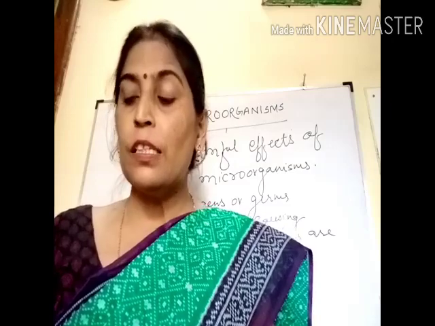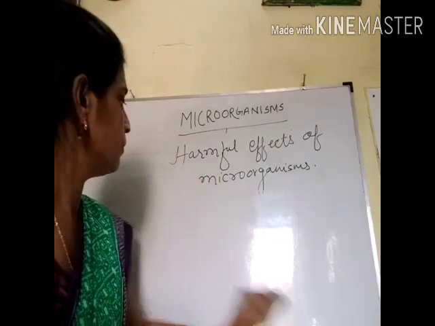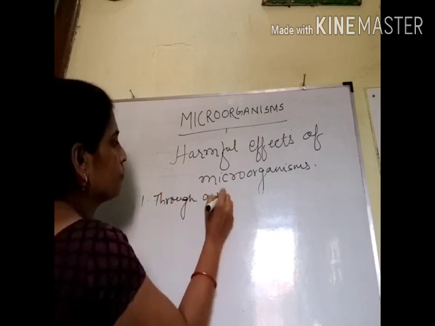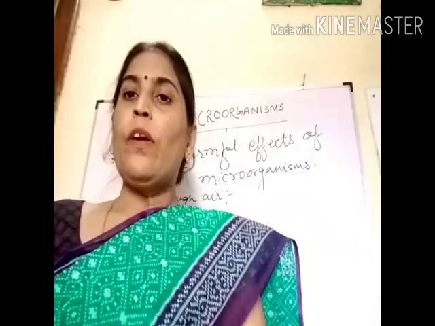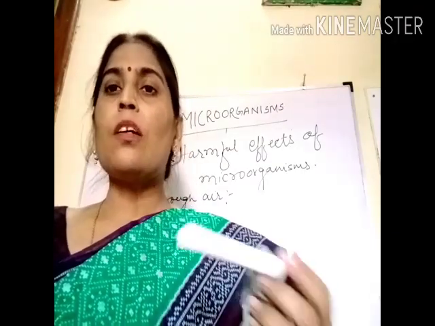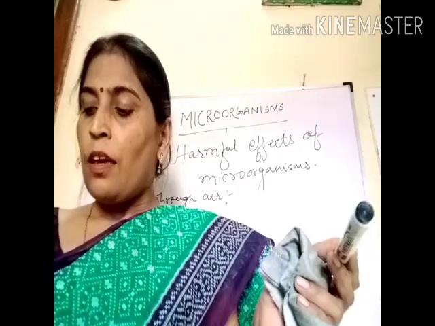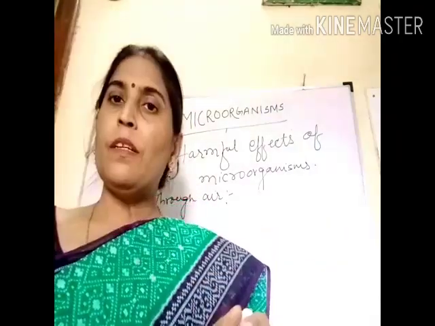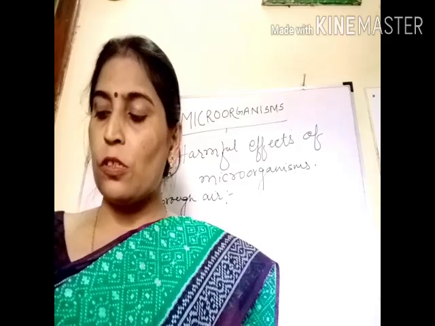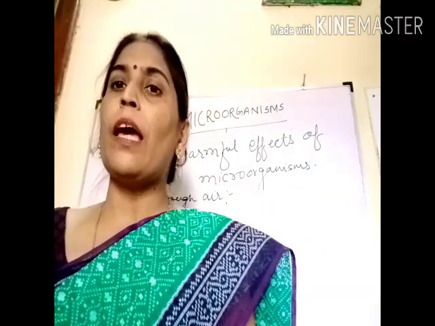And what are the ways through which they enter? The first way is through air. When a person suffering from common cold or flu sneezes, coughs or spits, germs are released in the air, and a healthy person breathing this air can be infected. Some diseases that are spread through the air are common cold, chickenpox, flu, mumps, tuberculosis, measles, polio. These are airborne diseases.